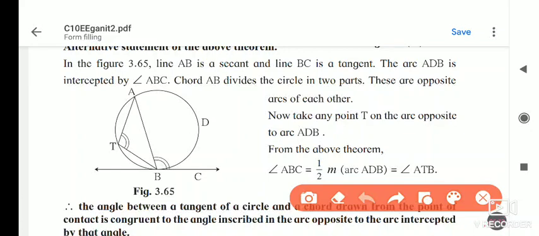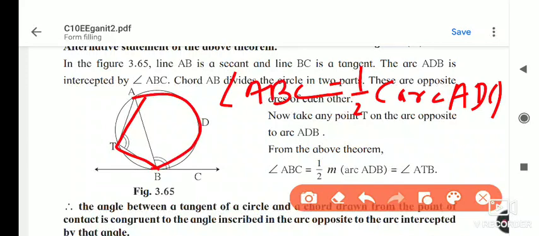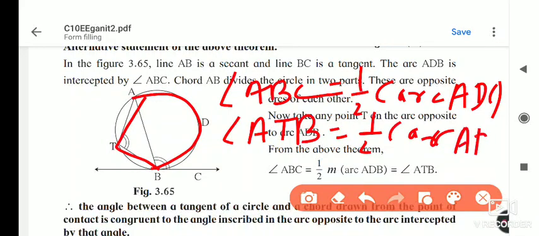So here we can write it this way: angle ABC is equal to 1/2 arc ADC. And same if we are taking this angle, then as you know, ATC is half of this arc, because it is an inscribed angle, and that is angle ATB is also equal to 1/2 arc ADC. Okay, that we have already studied.